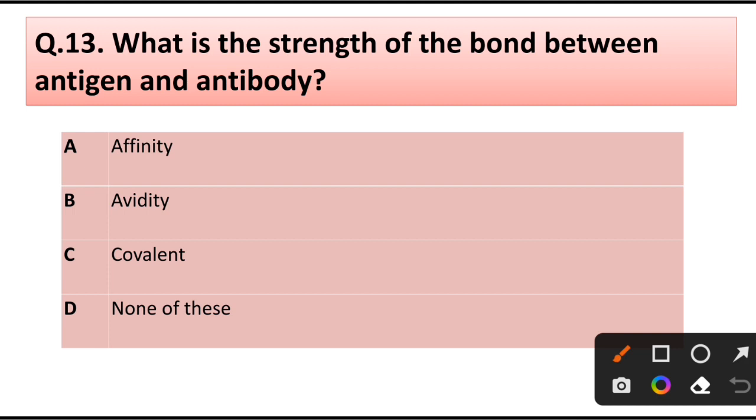Question number 13. What is the strength of the bond between antigen and antibody? Affinity, avidity, covalent, none of these. Correct answer is option B. Avidity.